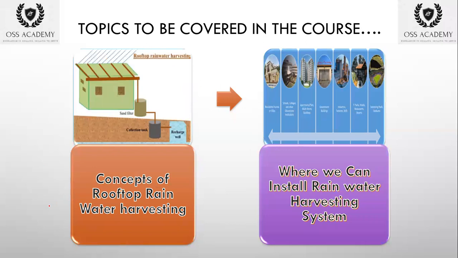Similarly, we're going to talk about the concept of rooftop rainwater harvesting, how exactly it works, and what the difference is between surface runoff and rooftop rainwater harvesting when we design the two systems. We'll talk about where and in which positions we can install rainwater harvesting, like residential apartments, schools, colleges, stadiums, malls, everywhere we can install rainwater harvesting over a particular catchment area.